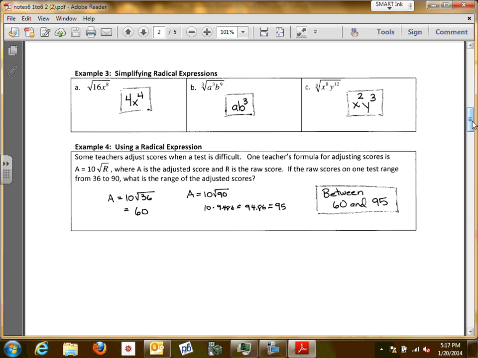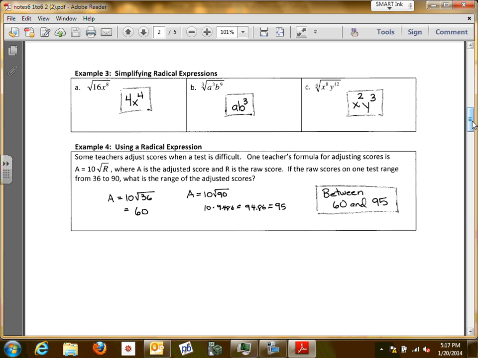So this is a word problem. It's not too difficult. This actually is something that commonly happens in some of our classes here. I know I do this a lot for my AP statistics. So here we go. Example 4 talks about how some teachers have to adjust the scores when a test is very difficult. One teacher's formula for adjusting the score is, and so this A stands for the adjusted score, is 10 times the square root of the grade that was received. So A is the adjusted score and R is the raw score.